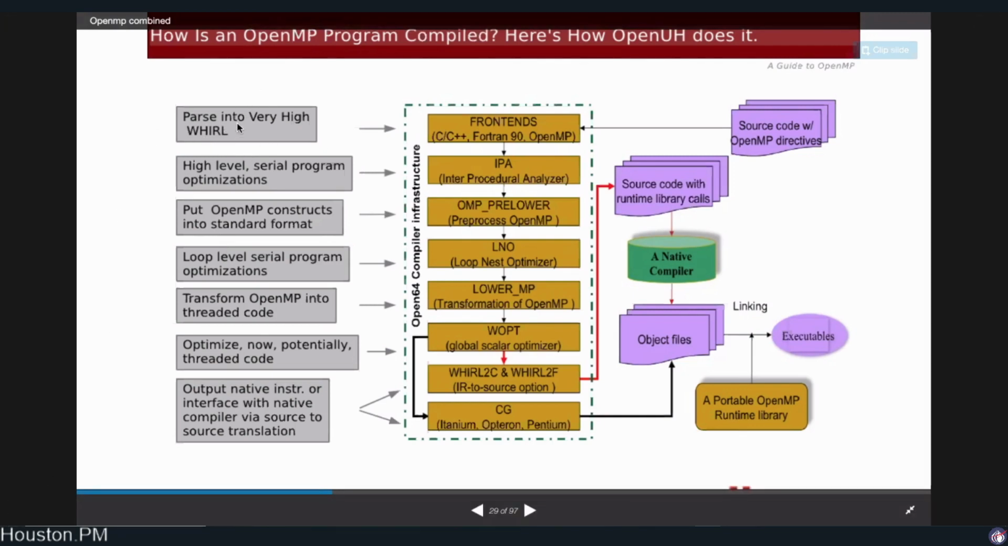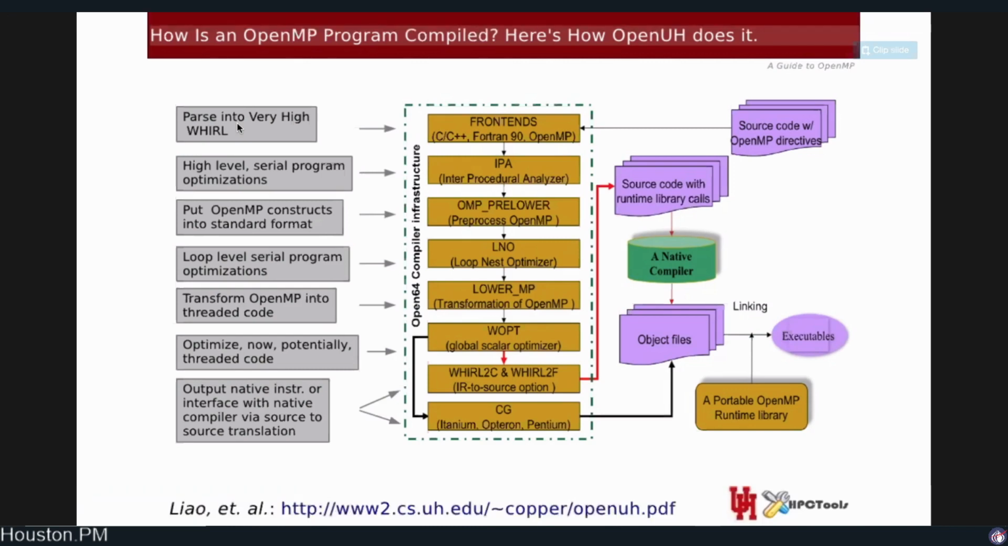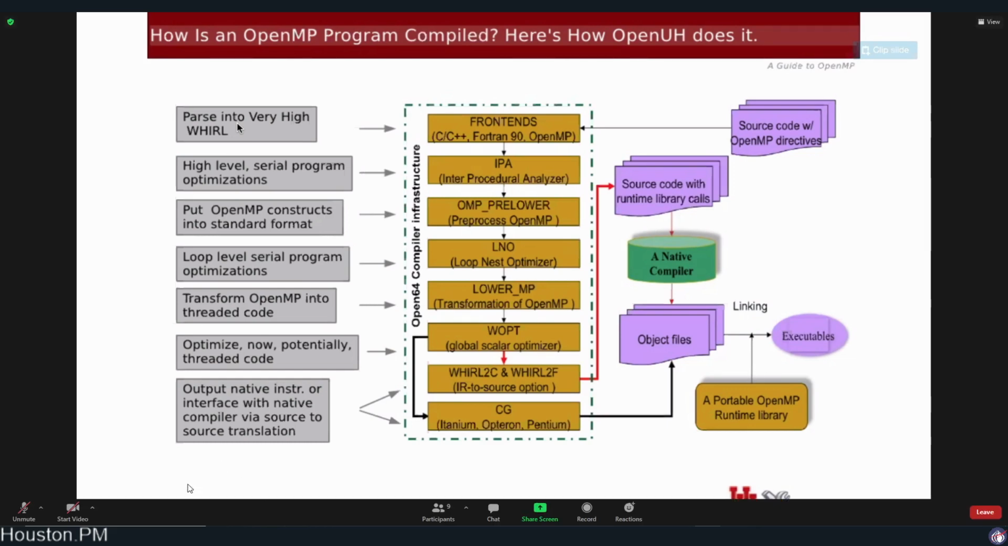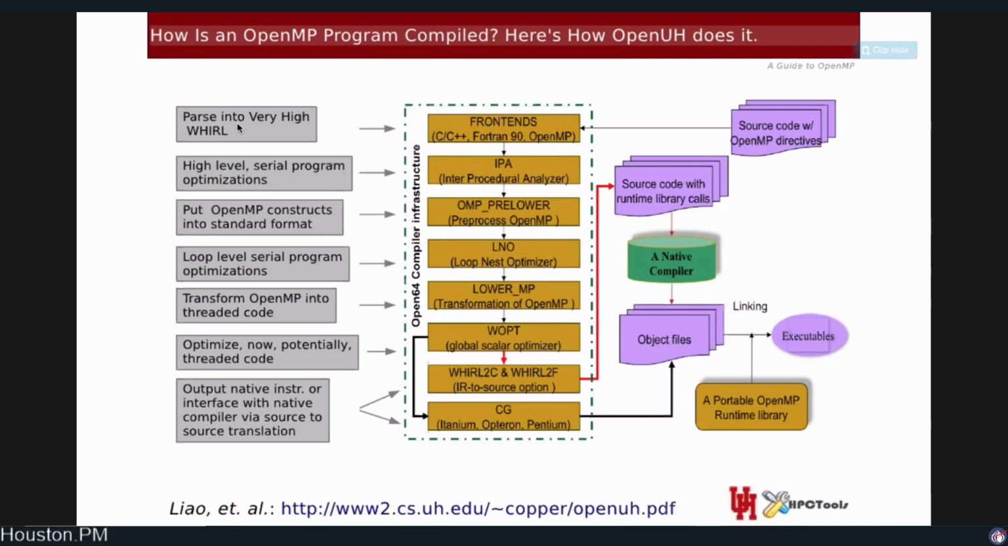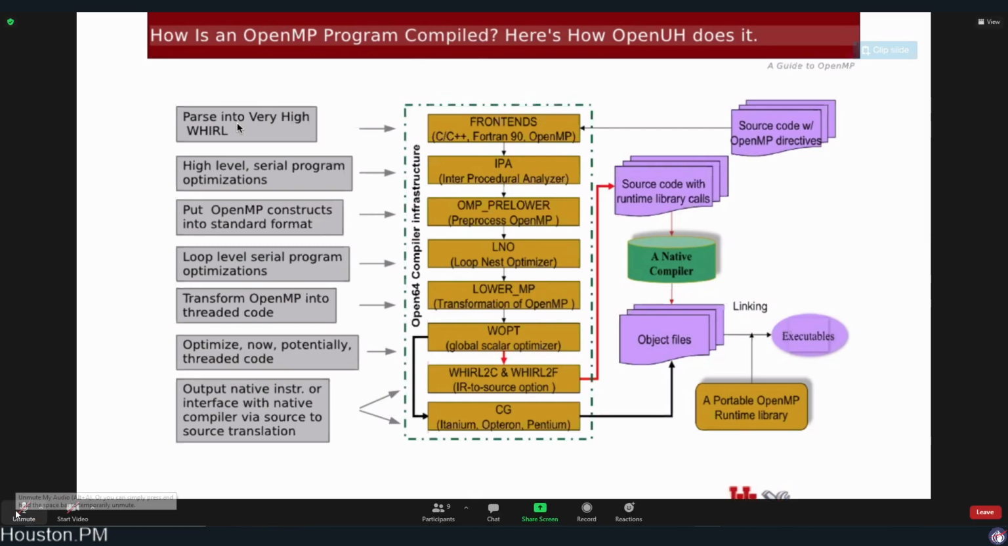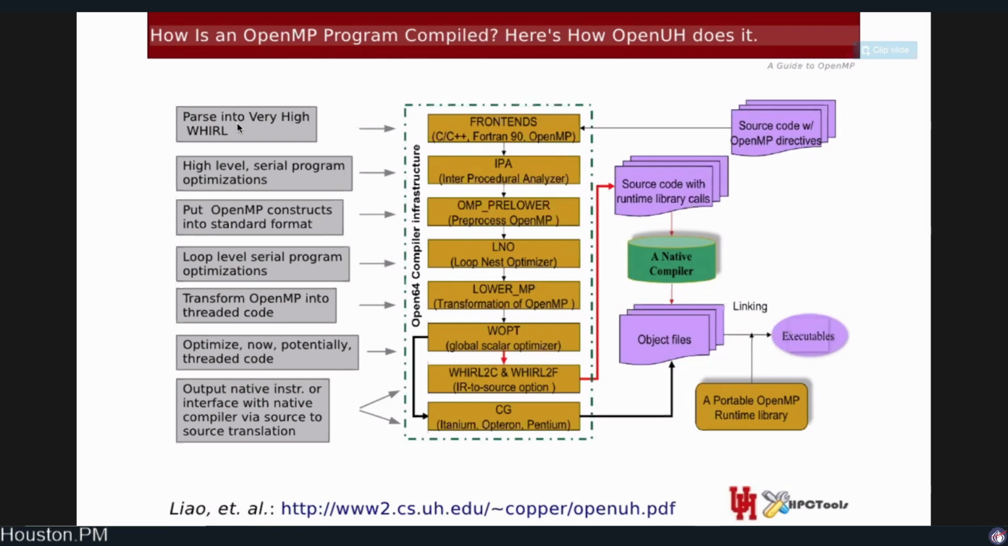Cool, thank you. Okay, so the parse into very high WHIRL. WHIRL within the OpenUH compiler, or I guess the Open64 compiler, was like this high level intermediate code representation. If you're familiar at all with LLVM, and I'm not terribly familiar with it, I do know basically what it does and why it's used by compiler researchers. You're just going to be iteratively converting the high level source code into lower and lower levels of source code that can then be compiled as, say, normal C or normal Fortran or normal C++.